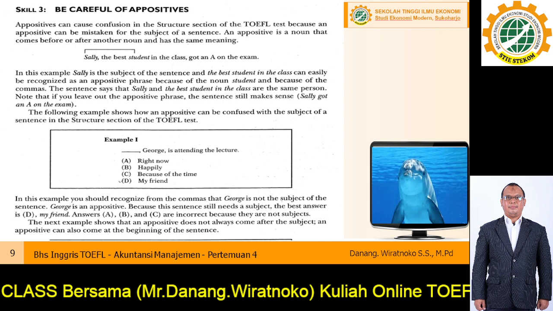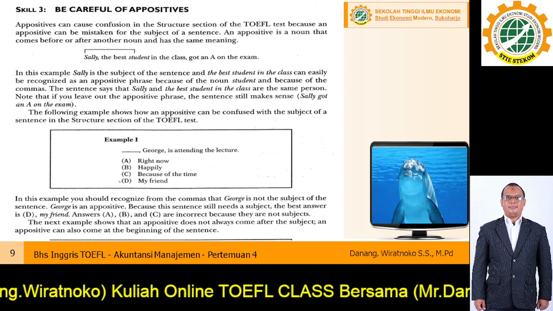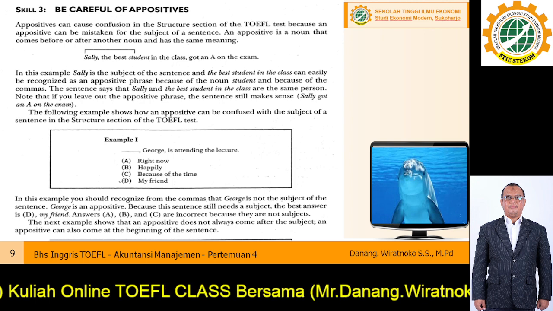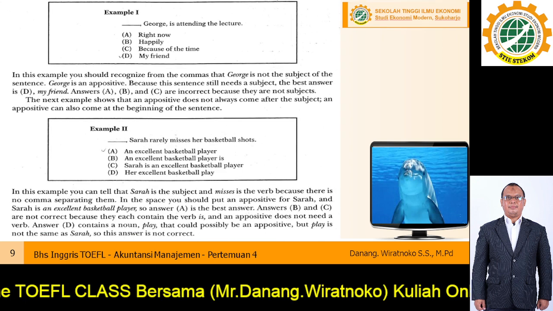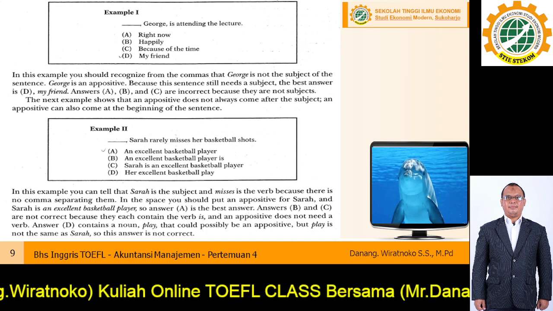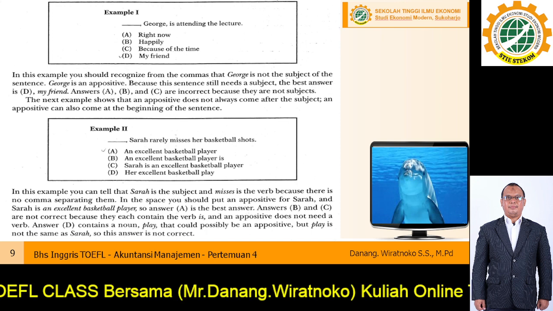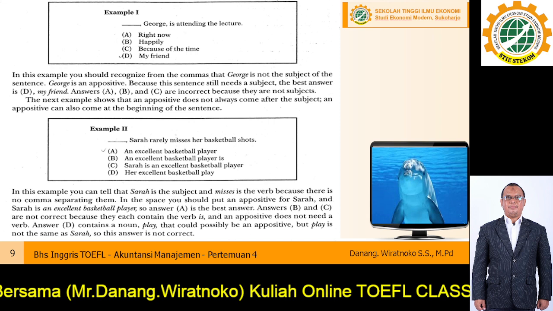The next example shows that an appositive does not always come after the subject. An appositive can also come at the beginning of the sentence. Okay, so number 1. Number 2. Sarah rarely misses her basketball shots. In this example, you can tell that Sarah is the subject and misses is the verb because there is a comma. Ada koma. Perhatikan, kalau setiap ada koma di awal kalimat itu dia bukan sebagai subjek tapi dia sebagai appositive.